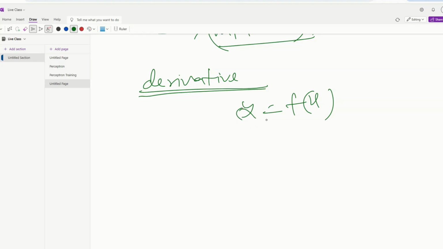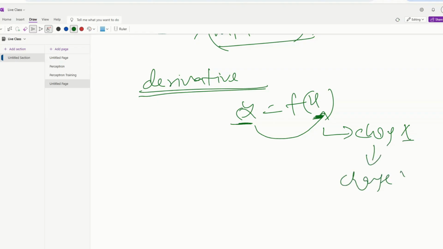I want to understand what happens if I change my x. The output y is dependent on x, because we have a relationship between y and x. So according to the relationship, if I make some change in x, it will also change y. If I'm writing the equation y is equal to f(x), it means there is some relationship between x and y, so if I change x, obviously there will be a change in y.